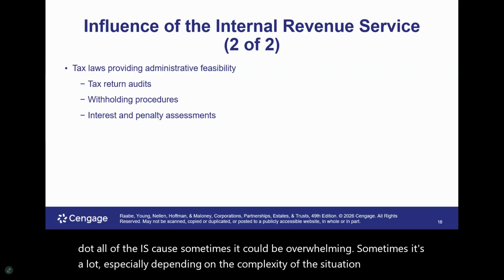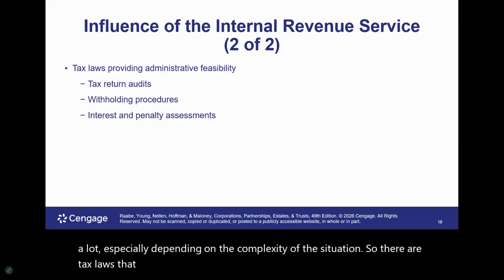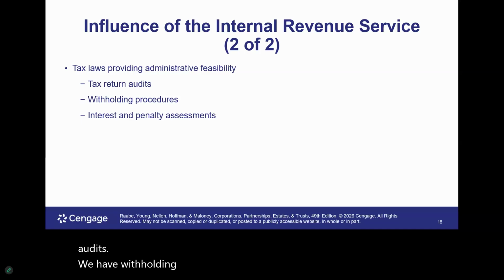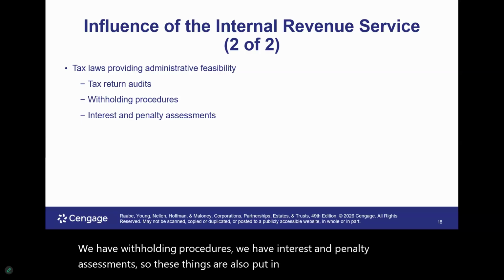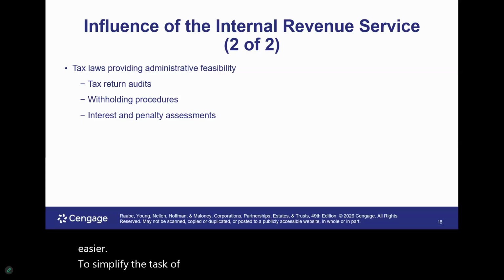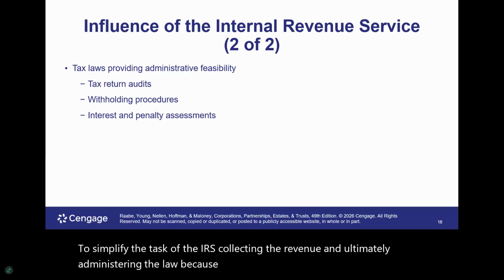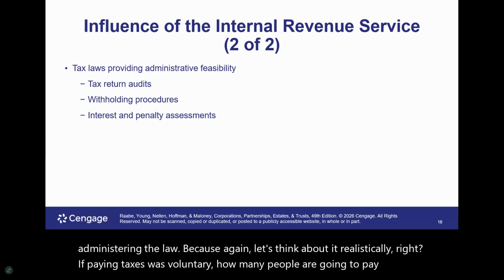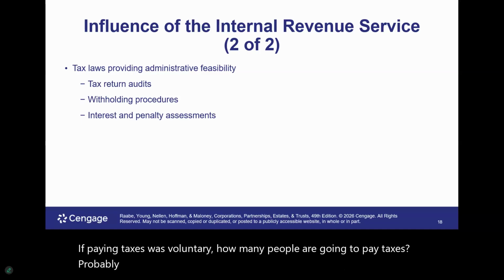So there are tax laws that provide administrative feasibility. We have tax return audits. We have withholding procedures. We have interest and penalty assessments. So these things are also put in place to simplify the task of the IRS collecting the revenue and ultimately administering the law. Because again, let's think about it realistically, right? If paying taxes was voluntary, how many people are going to pay taxes? Probably not a lot, right? And the government wouldn't be able to run.